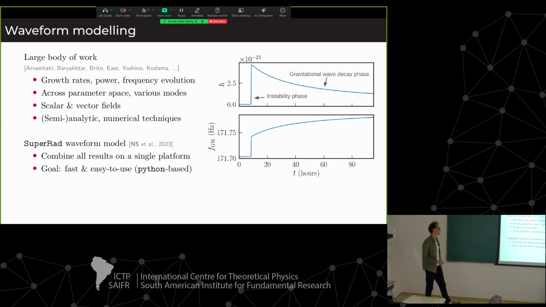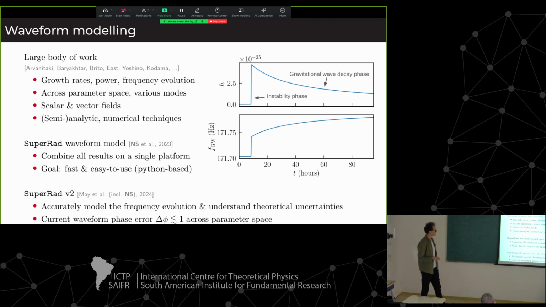Okay, and basically what we did some time ago is to combine all of this in a waveform model. So all of these results are packaged into a single source, and the waveform model is called SuperRad. We designed it to be easy to use, so it's written in Python, and you can basically just download it with a one-liner in terminal.